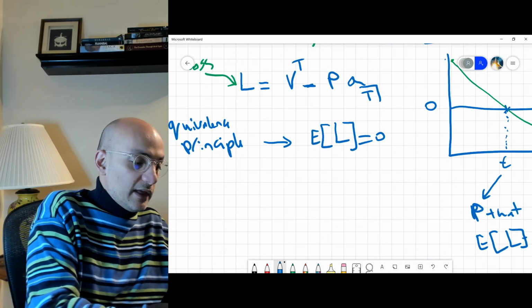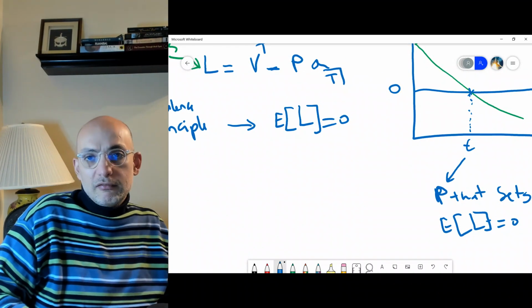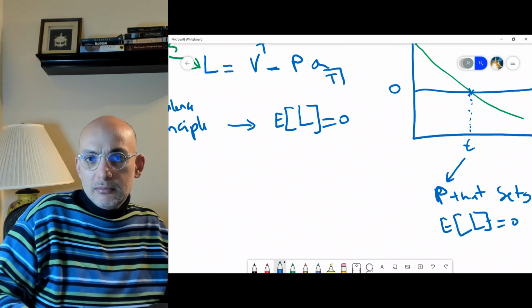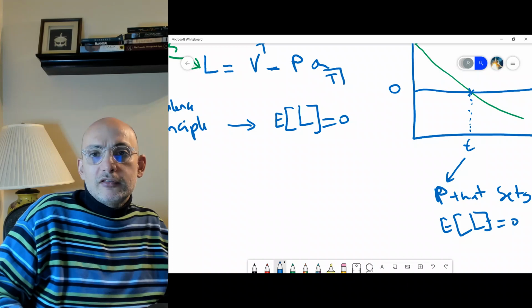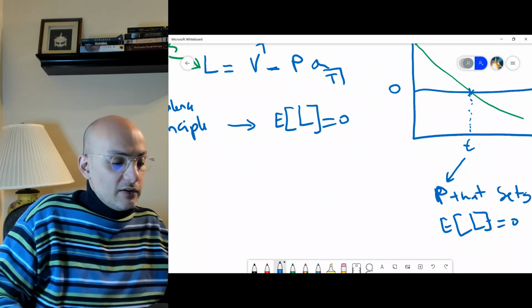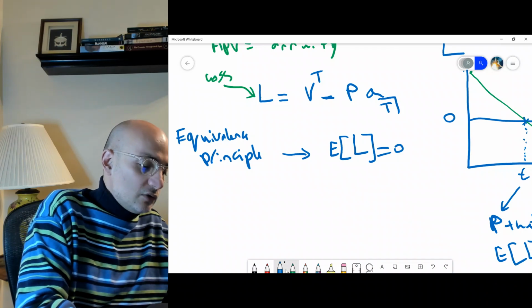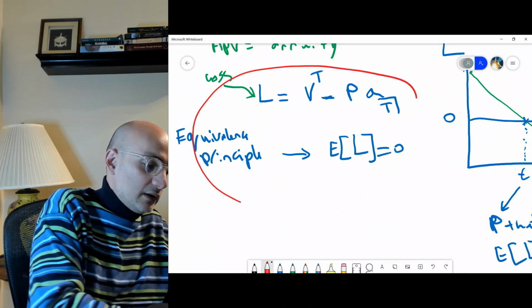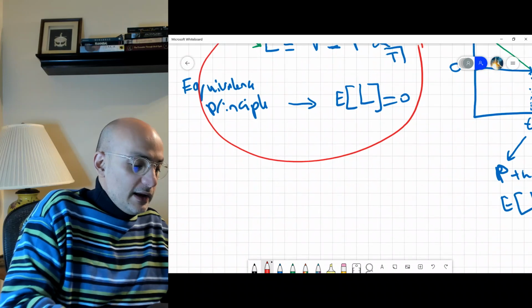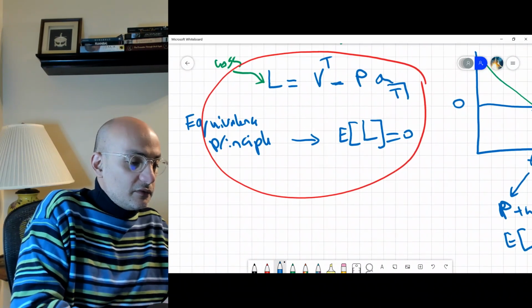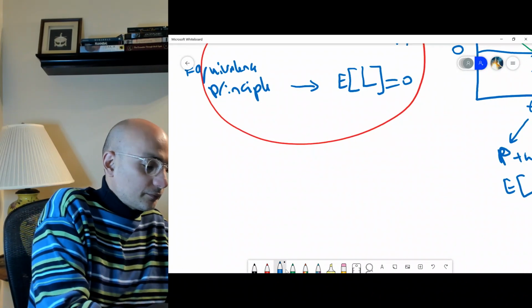So the equivalence principle asks: what is the value of the premium that makes the expected value of the loss equal 0, right? We need to keep this equivalence principle in our mind throughout all the discussion. And now let's take one case of the continuous case.